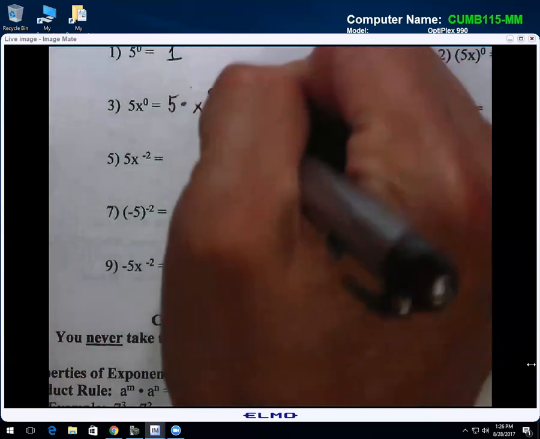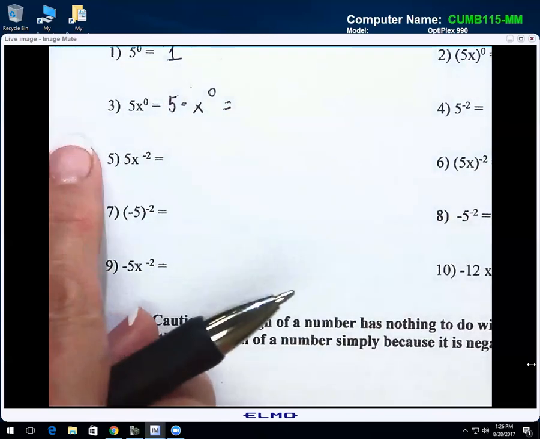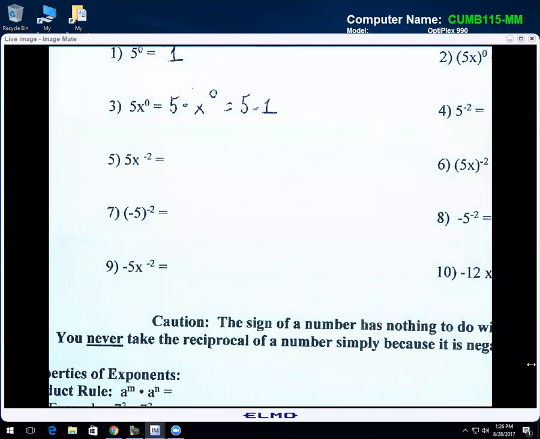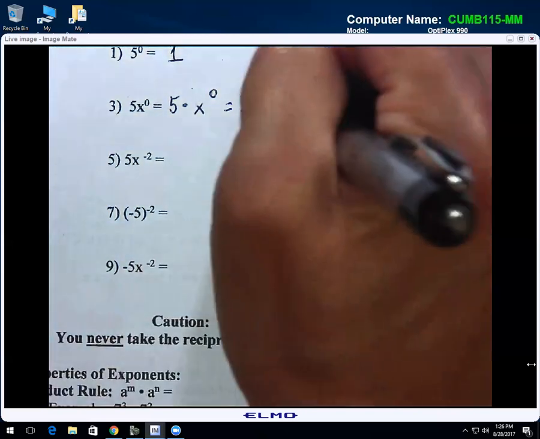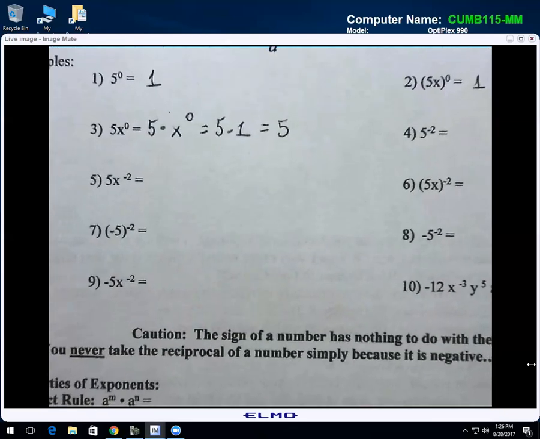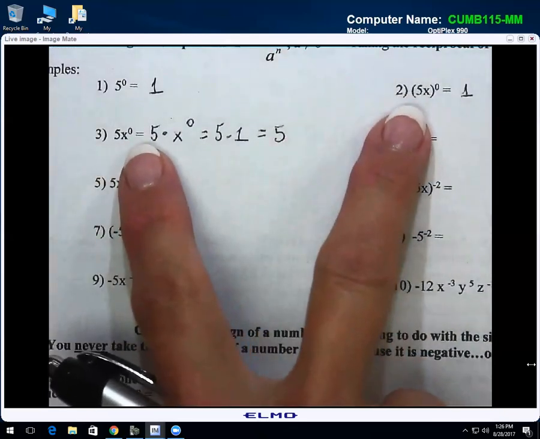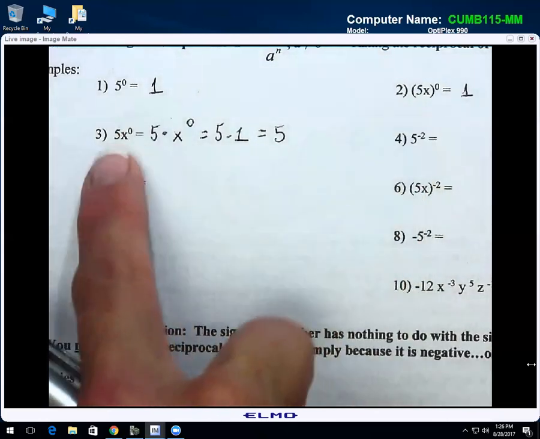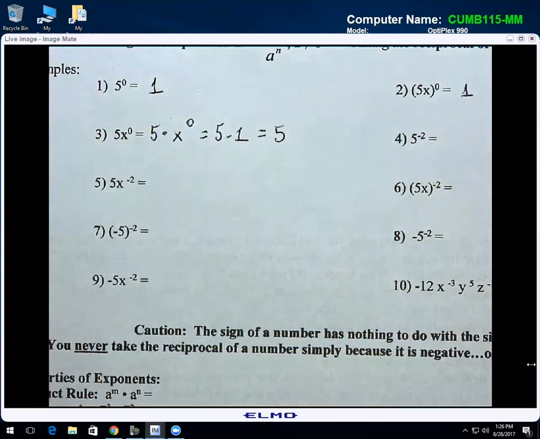What is the value of that expression in example 3? 5. Yeah, that x to the 0 is 1. But then we have 5 times 1, which is 5. Those parentheses made a lot of difference in number 2. In number 3, with parentheses, it was 1. But without parentheses, that's 5.